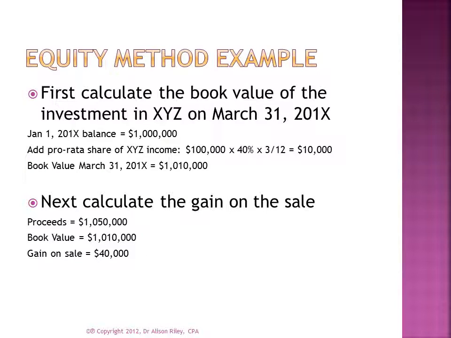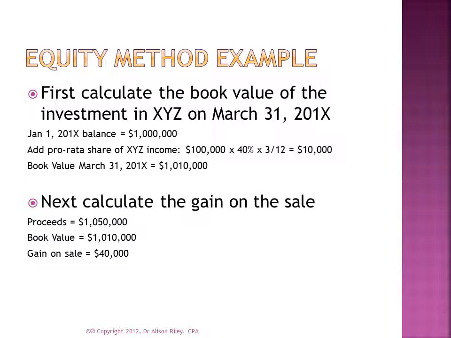First, we calculate the book value of ABC's investment in XYZ on March 31st, 21X. We start with ABC's January 1st, 21X balance of $1 million in the investment in XYZ, and we add ABC's 40% share of XYZ's 21X net income. We calculate ABC's pro rata share of the partial year of XYZ net income as follows. First, multiply the $100,000 of XYZ net income for the whole of 21X by ABC's 40% share, and further multiply by the portion of 21X that ABC held the XYZ stock during 21X.